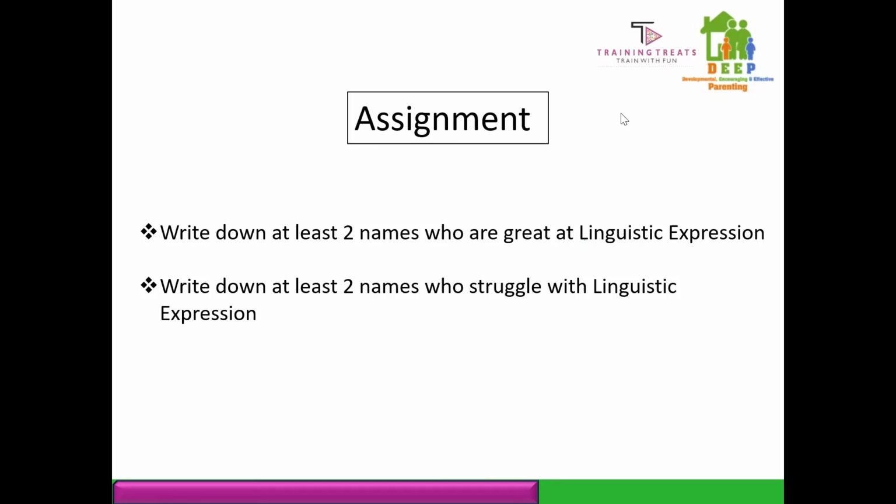Fine, everyone? I don't think a 1.5 hour session needed any break. When you're done, please show me a thumbs up, everybody. So I move ahead. If you have written down 2 names, the top 2 linguistically intelligent children and 2 children who are struggling, who find it very challenging.